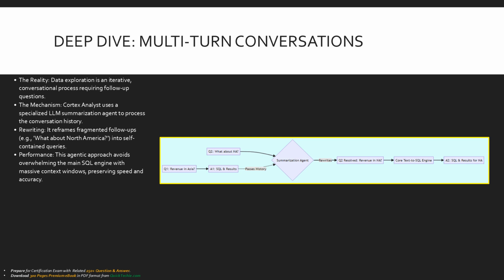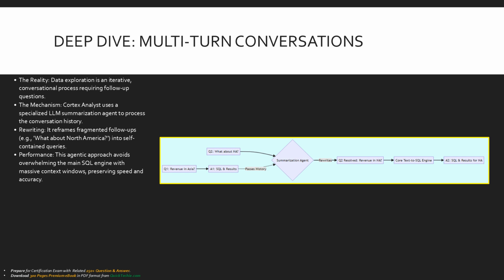Behind the scenes, Cortex Analyst utilizes a specialized LLM summarization agent positioned at the very beginning of the workflow. Your application passes an array of the conversation history to the REST API. The summarization agent analyzes this history and intelligently rewrites the fragmented follow-up into a fully resolved, self-contained question such as, "What is the revenue for North America?" This rewritten question is then passed to the Cortex to SQL engine. This brilliant agentic architecture preserves processing speed and maintains extreme accuracy without multitasking.